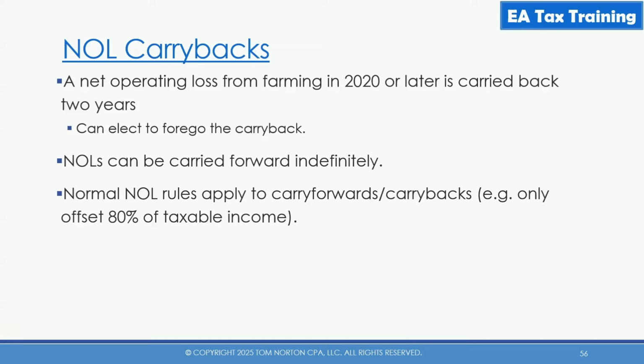In other words, they can take a loss from 2024 and they can amend their 2022 and or 2023 tax returns in order to take the loss and get a refund from those years. They don't have to carry them backwards, but they are allowed to. And then, like any other business, they can carry them forward indefinitely. When they do this, though, the normal rules apply, meaning they can only offset 80% of taxable income with their NOLs.